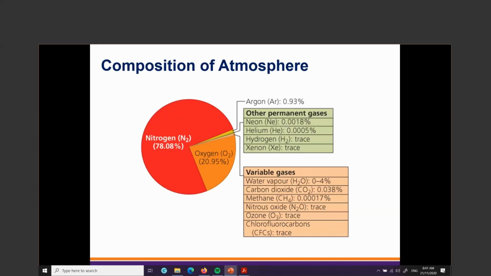Carbon dioxide can come from decomposition of organic matter. It can be released from the ocean, fossil fuel combustion, and so on. Methane can also come from the decomposition of organic matter or natural gas seepage, for example, from landfill sites. Nitrous oxide can come from internal combustion engines and so on. So these variable gases can come from either natural or man-made sources.